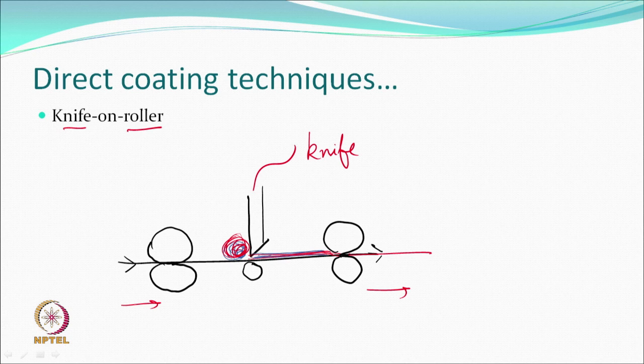So, thickness can be controlled by taking the knife up or down. So, how much material will go can be controlled, and this roller therefore supports the fabric, so that this distance can be adjusted. So, here there is a control on thickness.